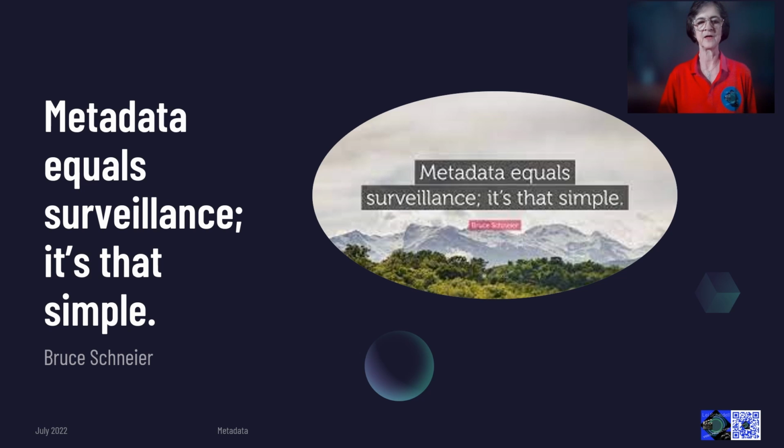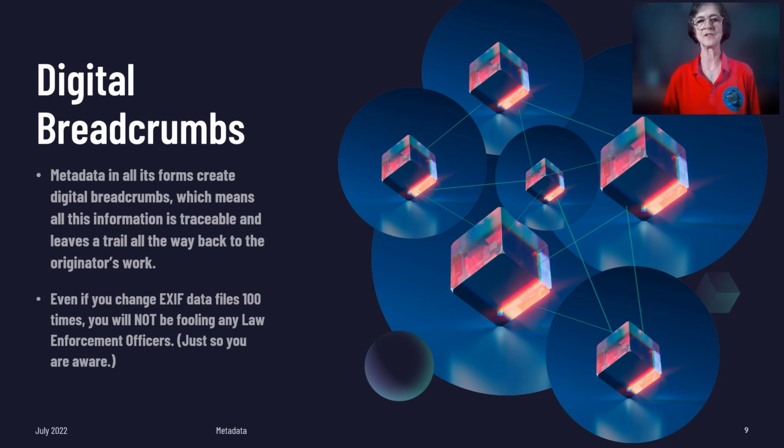Metadata leaves a trail, and that trail is traceable all along the way. That trail is called digital breadcrumbs. Metadata, in all of its forms, creates digital breadcrumbs, which means all of the information is traceable and it leaves a trail all the way back to the originator's work. Even if you were to change the EXIF data files 100 times, you will still not be fooling any law enforcement officers, just so you know and you're aware.